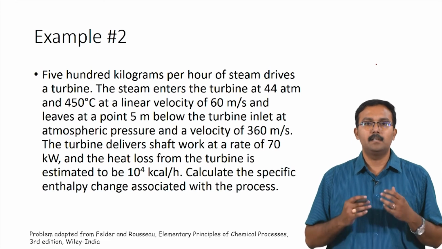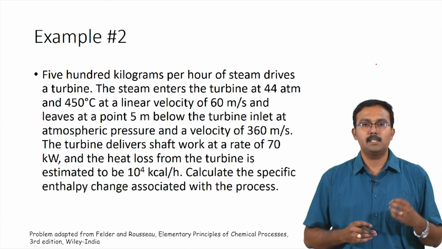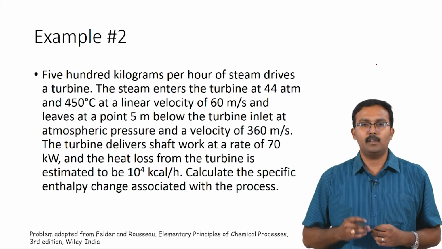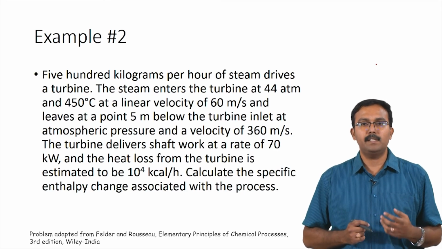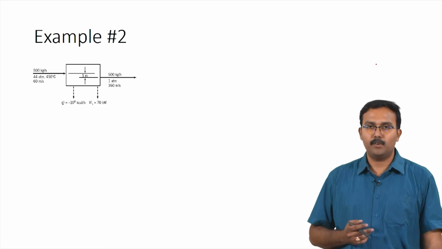The turbine delivers shaft work at a rate of 70 kilowatts, and the heat loss from the turbine is estimated to be 10^4 kilocalories per hour. Calculate the specific enthalpy change associated with this process. Let us perform the calculations for this system.